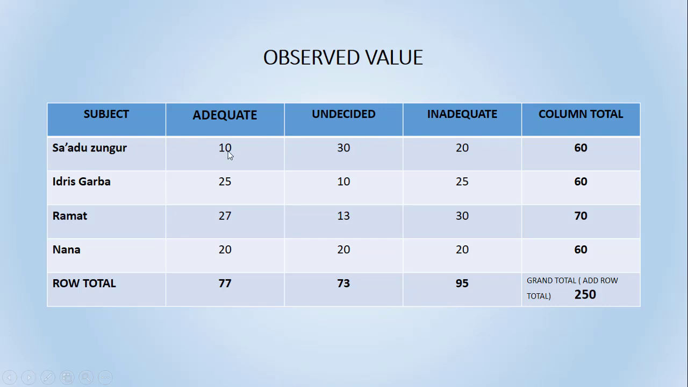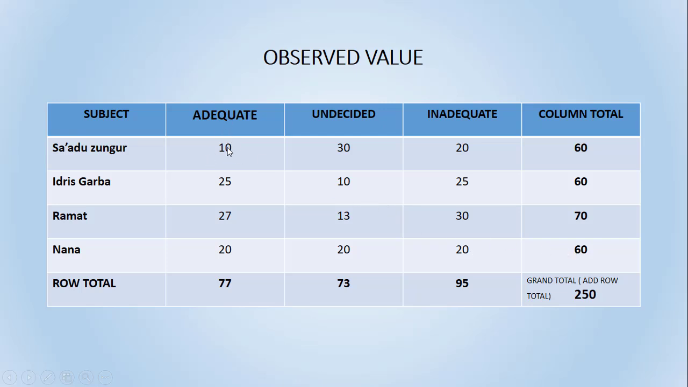You should add up the adequate of Saudi. Okay, let's say Saudi Zungu now adequate is 10. 10 plus 30 plus 20 gives me what? 60. That's how I got 60 as my one column total. So you should add up the adequate, undecided, and inadequate of Idris Gaoba. You will get 60. 25 plus 10 plus 25 gives us 60. Then Ramat, we have 27 plus 13 plus 30 gives us what? 70. And Nana, 20 plus 20 plus 20 gives us 60.